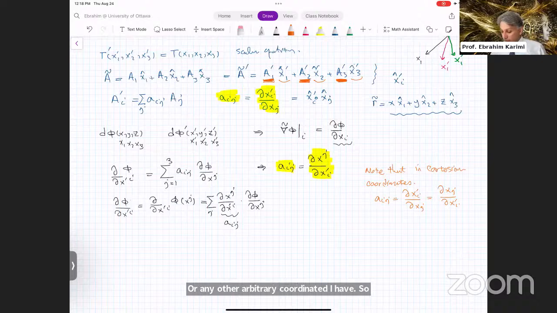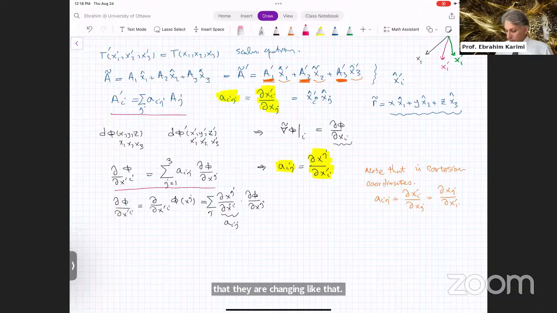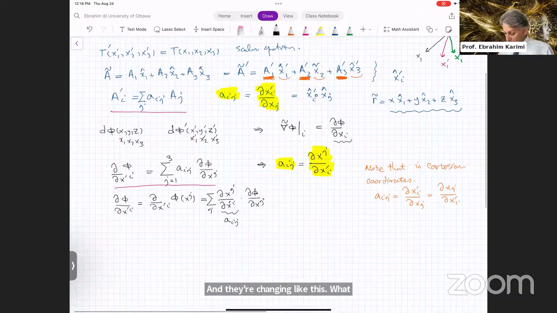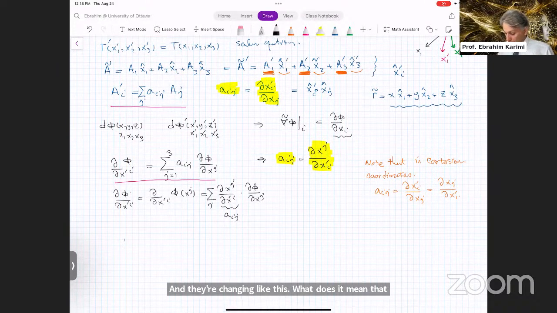Well, I have to distinguish these two vectors: the vectors that are changing like that, and the vectors that are changing like this. What does it mean? There might be a vector A prime i that changes like the summation of the derivative of x prime i with respect to xj, times aj.